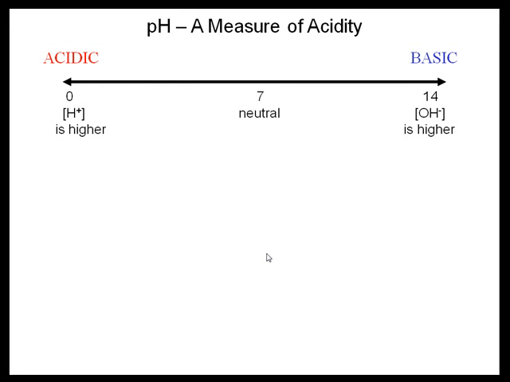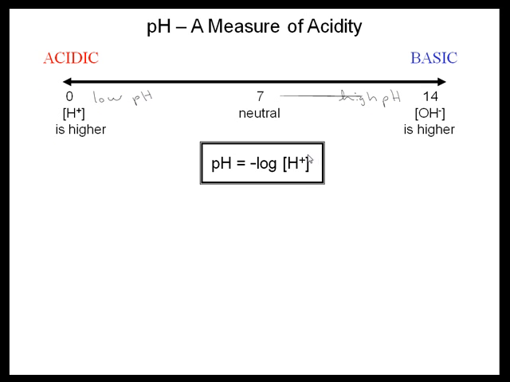pH is something that is often talked about with acids and bases. Low pH is acidic. High pH is basic. And the way pH is found is by measuring the concentration of H+. And it's a logarithmic scale.